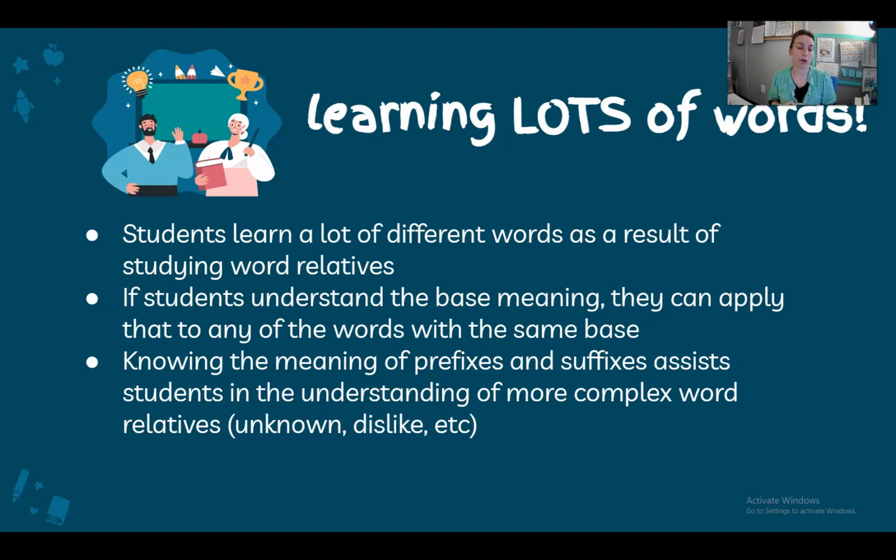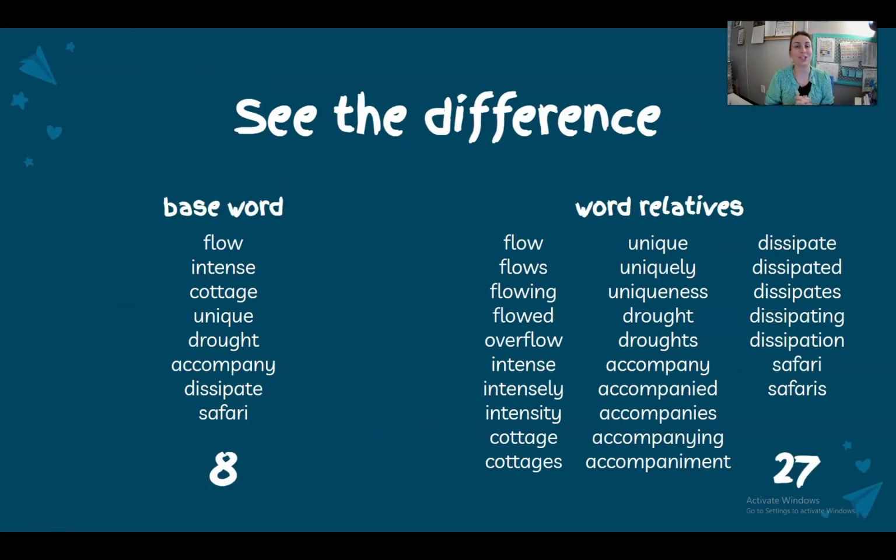Let's take, for instance, a word like unknown. Known means that we understand something. In the word unknown, if the students were explicitly taught known means to understand, and they understood that the prefix un means not, they now know that the word unknown means to not understand. For our second one, like dislike, we would explicitly teach the word like, which is our base word, meaning to enjoy. Then we would discover dis means not, and they would understand that dislike means to not enjoy. So by knowing and understanding the meaning of the base word, they can apply that to lots of different word relatives.